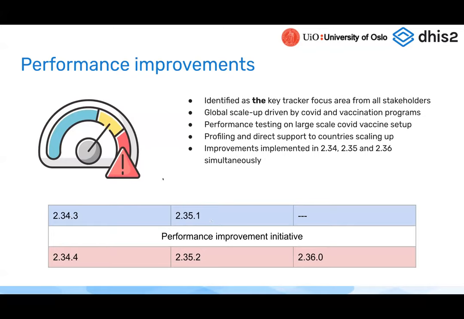I'm going to show you some numbers now comparing 2.34.3 and 2.34.4, which is not the biggest jump, but it's very descriptive of the performance increase you would see between 2.35.1 and 2.35.2 as well. In 2.36, you would have the same improvements that I'm going to show you, plus a little bit more.